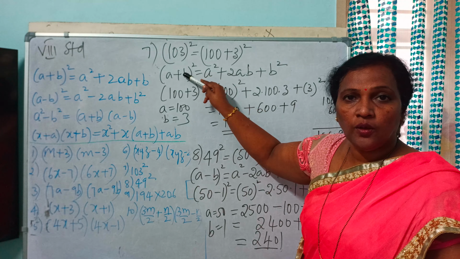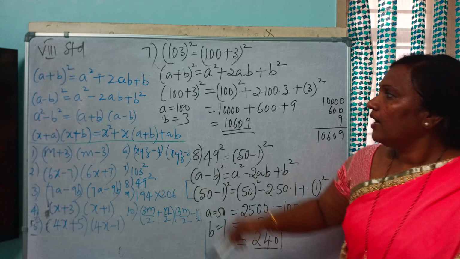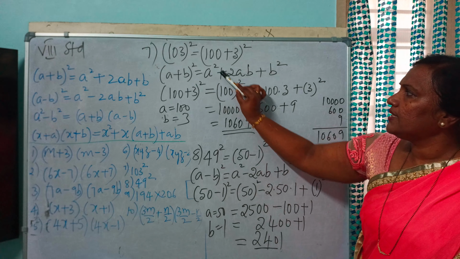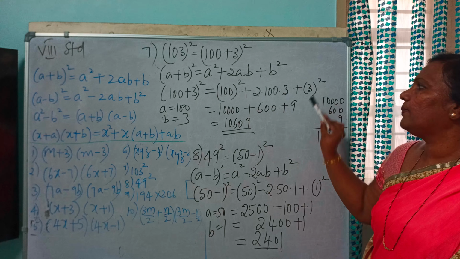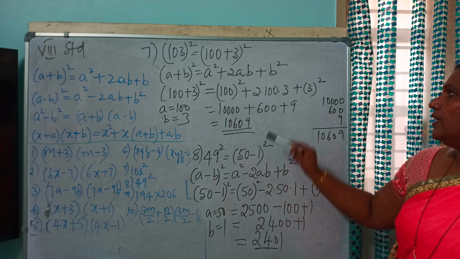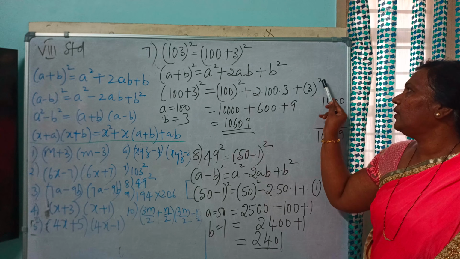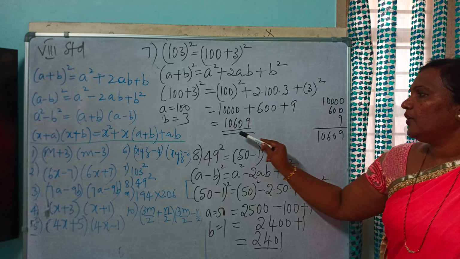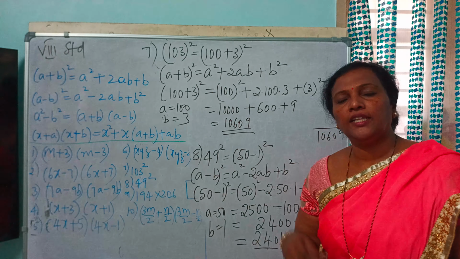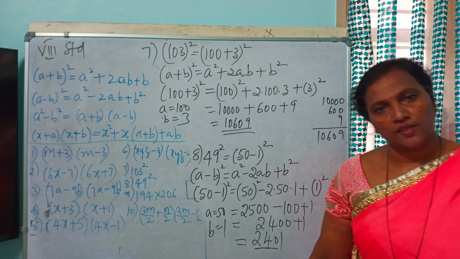Below that, as I have told, you have to write the problem. I wrote the problem. What is the next step? I have to compare. A place 100, B place 3. Now I just substitute what's in the place of A, what's in the place of B. 100 into 100, 10,000. 2 into 100, 200, 200 into 3, 600. 3 whole square means 3 into 3, 9. If you add, you will get 10609. If you just multiply 103 into 103 also, you will get the same thing. Using the identity also, you can solve the problem.